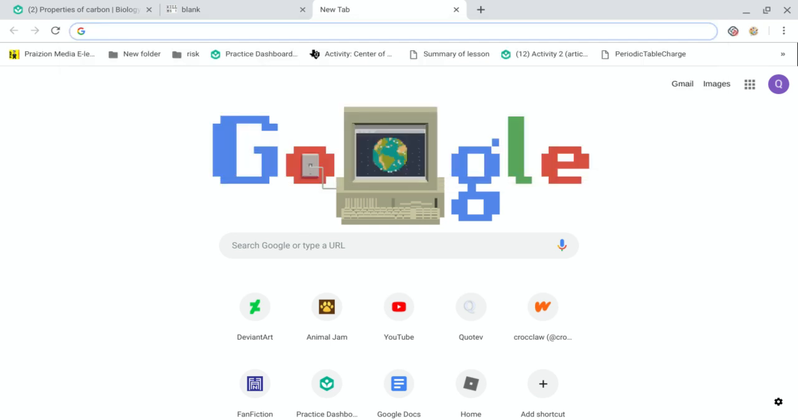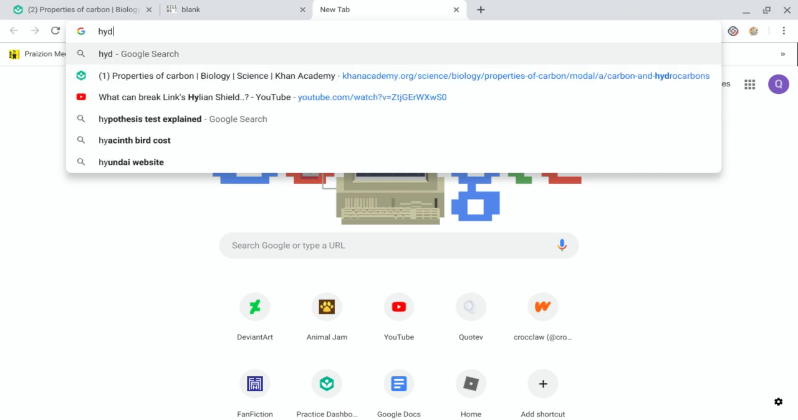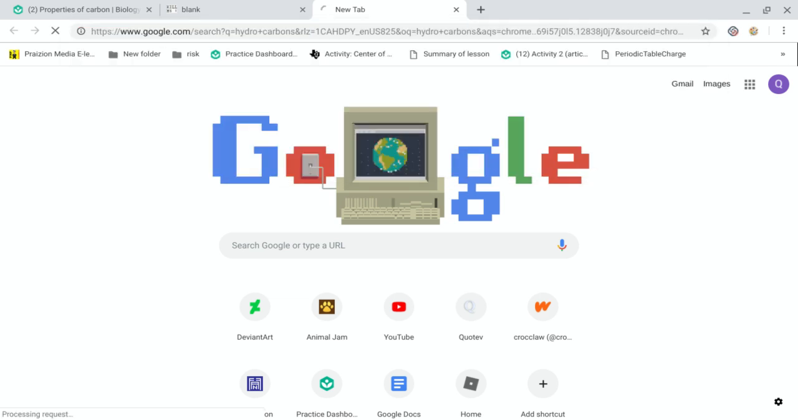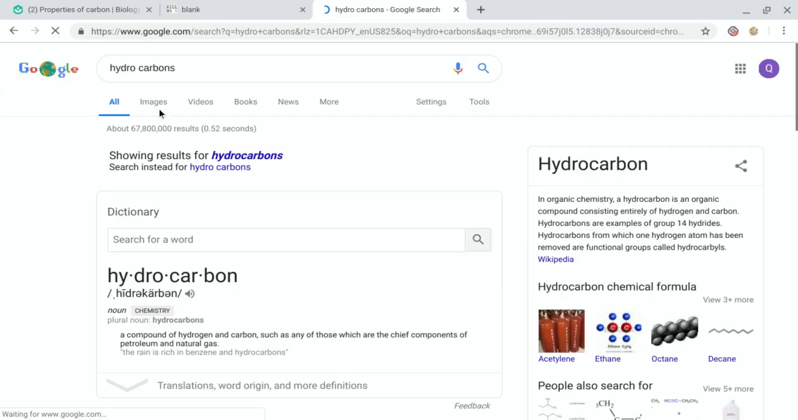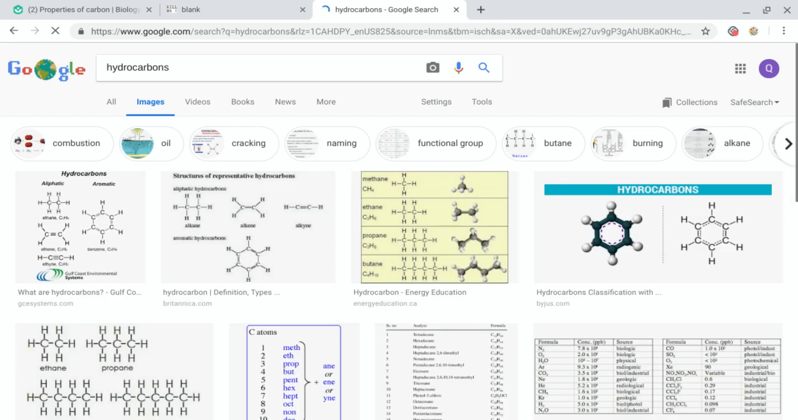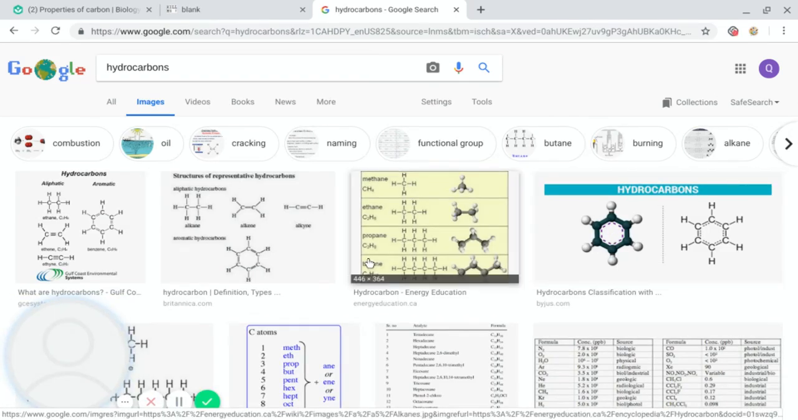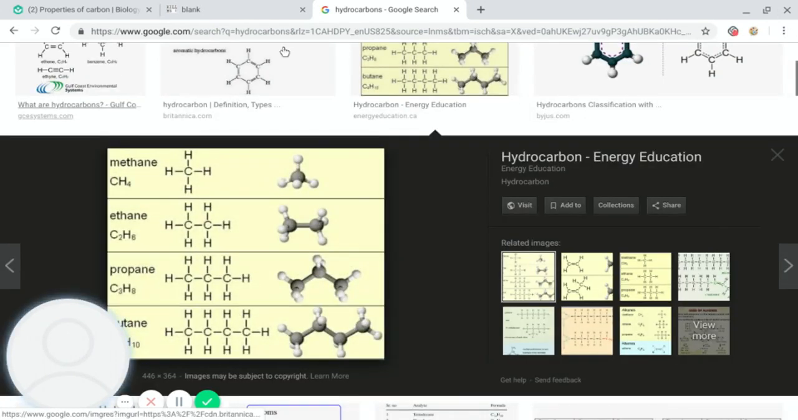Let's go look for some hydrocarbons. Hydrocarbons. Here we are. Okay, so let's look for some. Ooh, and here are some. So there's this one called methane. So it's one carbon and 4 hydrogens.